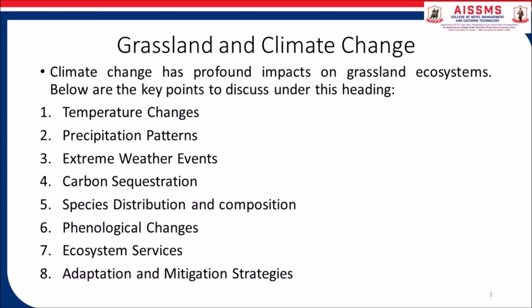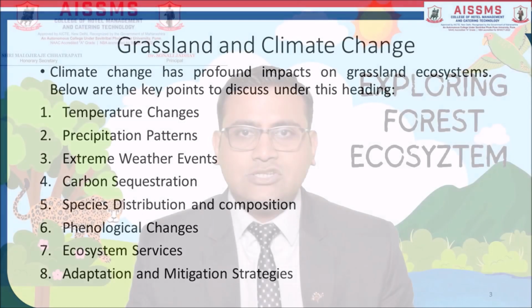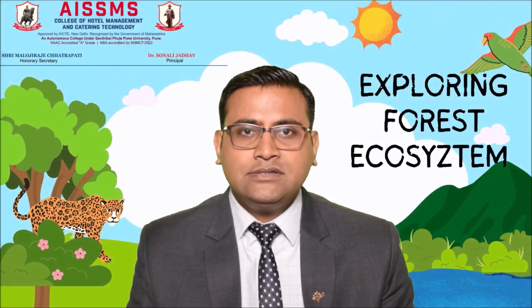First, temperature change. Second, precipitation patterns. Third, extreme weather events. Fourth, carbon sequestration. Fifth, species distribution and composition. Sixth, phenological changes. Seventh, ecosystem services. And eighth, adaptation and mitigation strategies. Let us go through each point in detail.